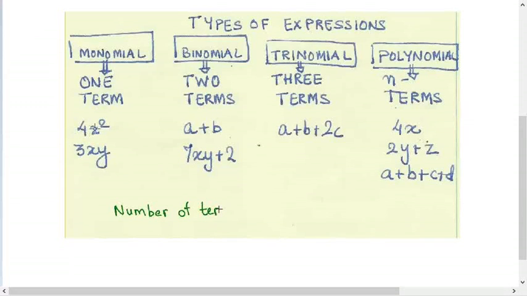This is a monomial: 4x square, 3xy. Now this is a binomial: a plus b, if there is a plus sign in between. Trinomial: a plus b plus c, or 2c, whatever. Polynomial: if you go on adding plus and minus signs, then this becomes a polynomial.